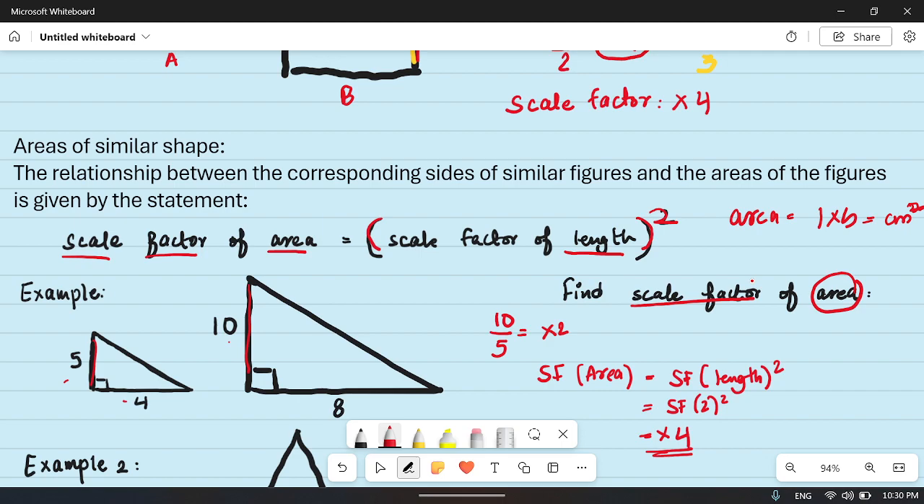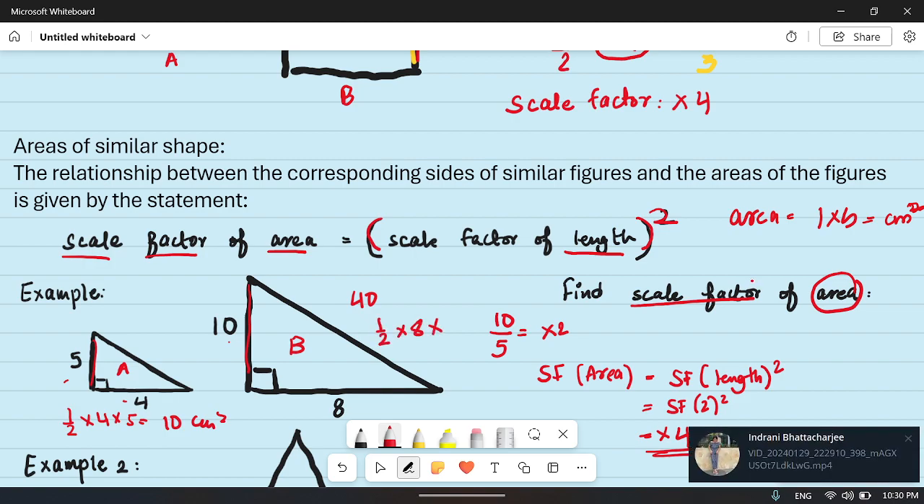So if I told you the area of triangle A is half times 4 times 5, that gives me 2 times 5, 10 centimeters squared. Then the area of this triangle, without calculating, I can tell it will be 40 centimeters squared because of the scale factor. Let's try it. Half times 8 times 10. Half times 8 is 4. 4 times 10 is 40. See, that's how easy it is.